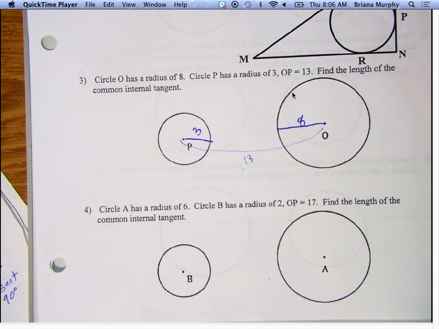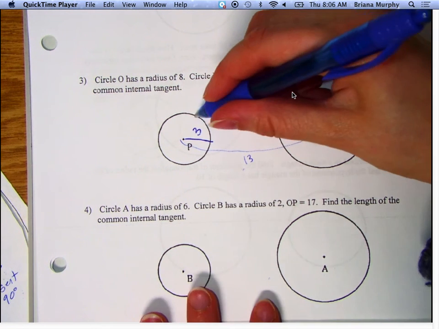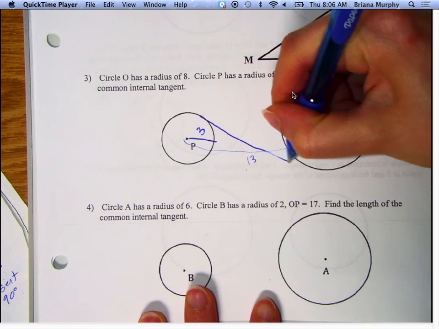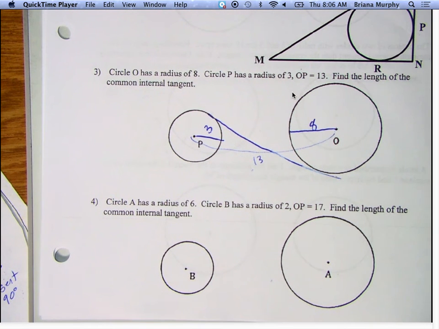Okay? We want to find the length of an internal common tangent. All right. So, let's talk about it. How do we know the length of that? What kind of things have we been doing in the past that you think we would be setting up? I don't know.